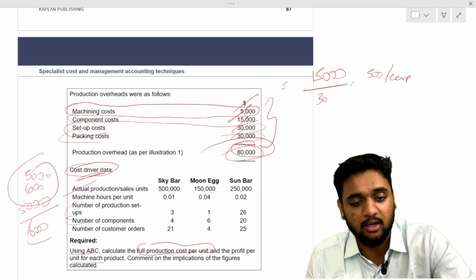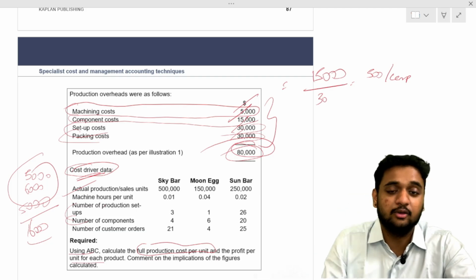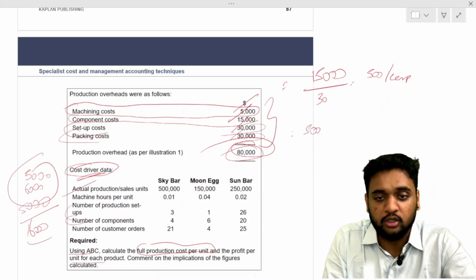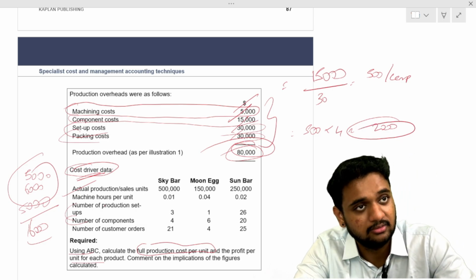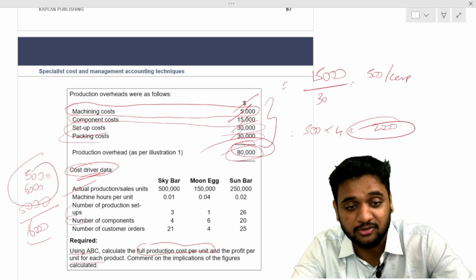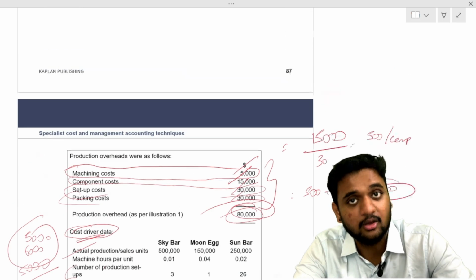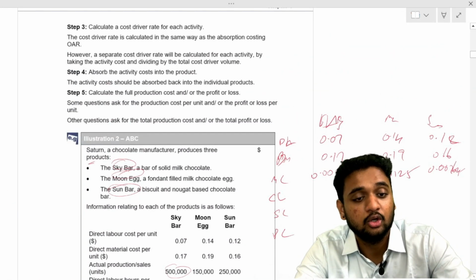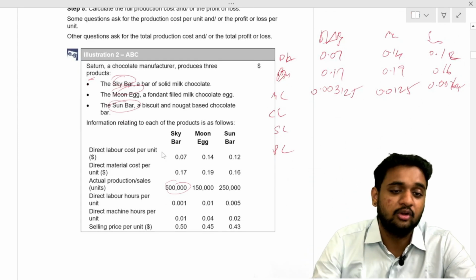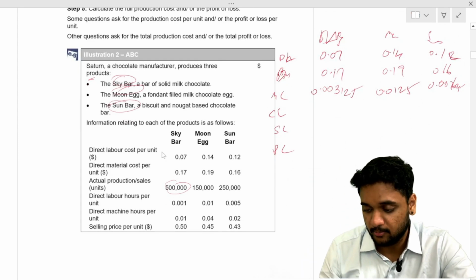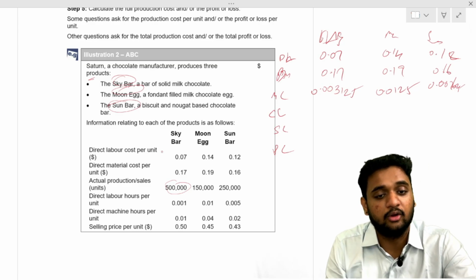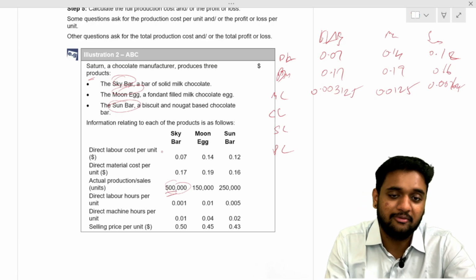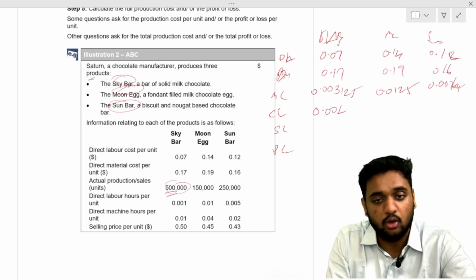Now for sky bar, how many components are we using? 4. So the total cost for sky bar is 500 into 4, 2,000 rupees, the total component cost for sky bar. What is the component cost per unit? 2,000 divided by the number of units. What is the number of units? 5 lakhs. So 2,000 divided by 5 lakhs will be 0.004.